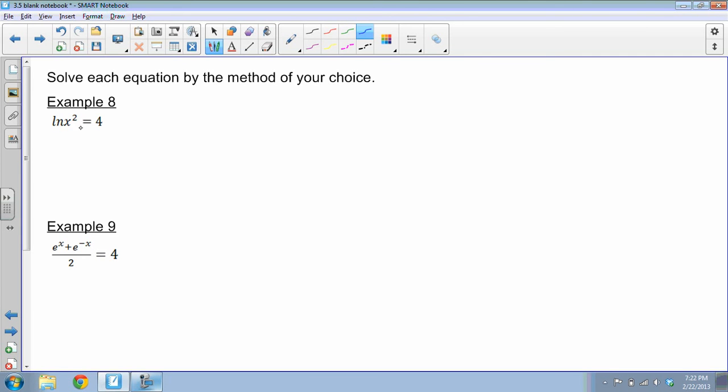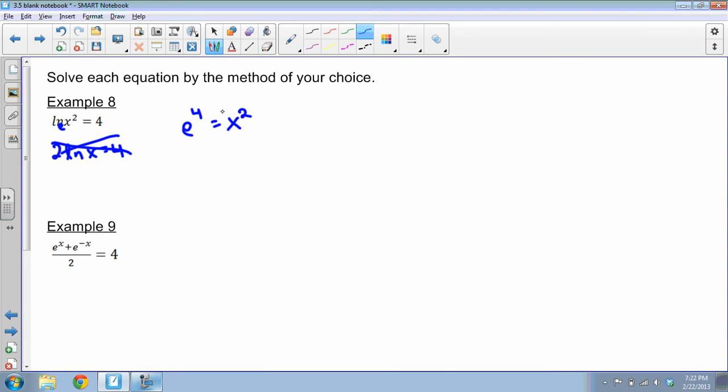So example 8, do not be fooled here. Don't use the property that moves the 2 in front like this. You're going to be like, oh, that makes it so much faster. Don't do that. It's a trap. Stay away. Instead, let's remember that the natural log of x squared, or whatever we have, is the same thing as the log with a base of e. So we can rewrite this as e to the 4th equals x squared.